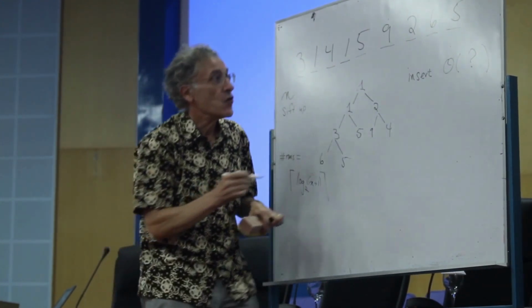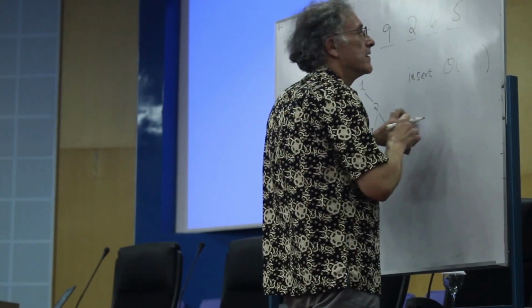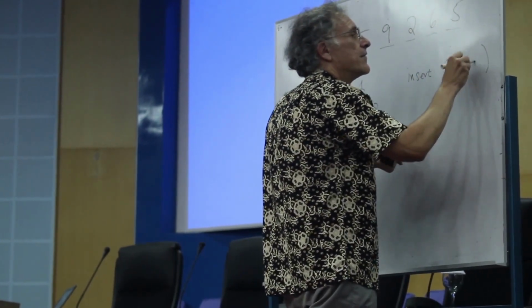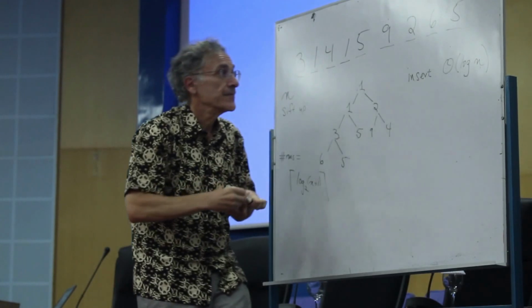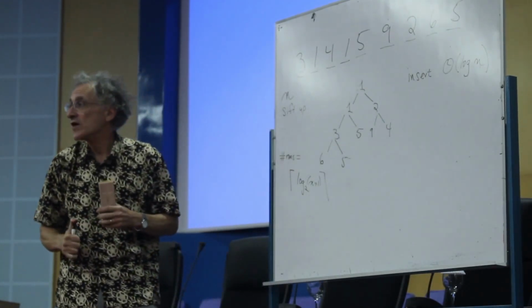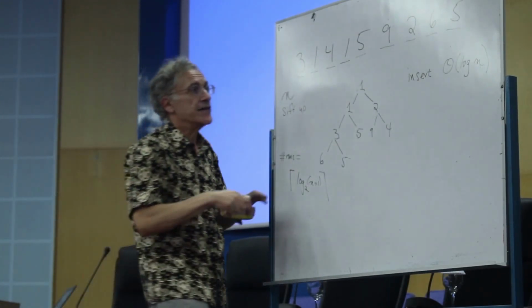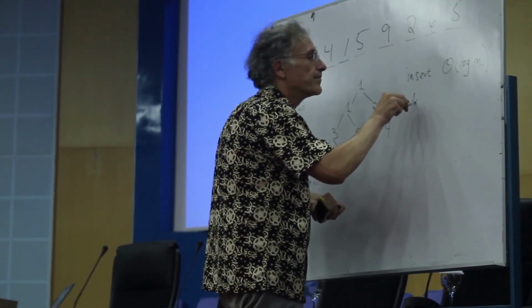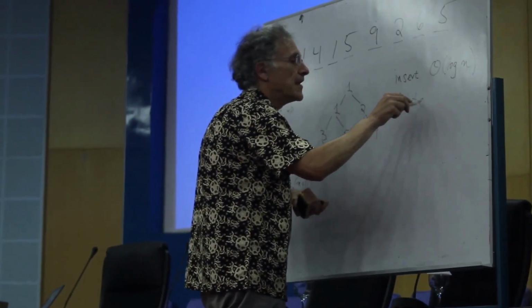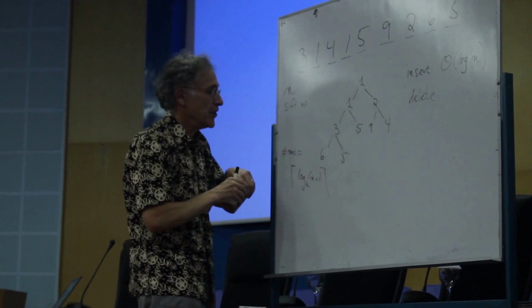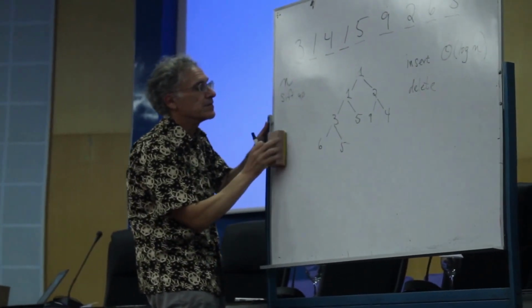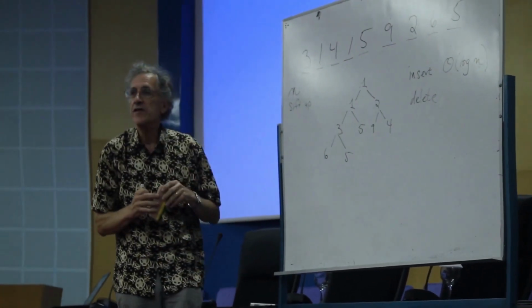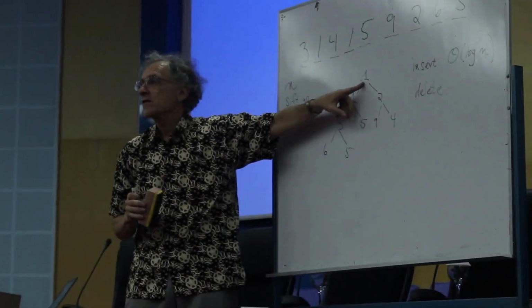Well, this then is order of log of n. That is insert, the cost of insert. Now let us try delete. In a priority queue, we always delete the root.